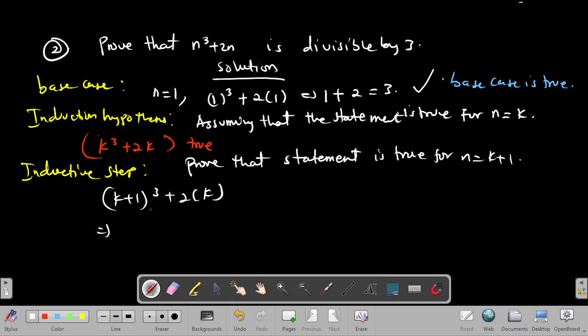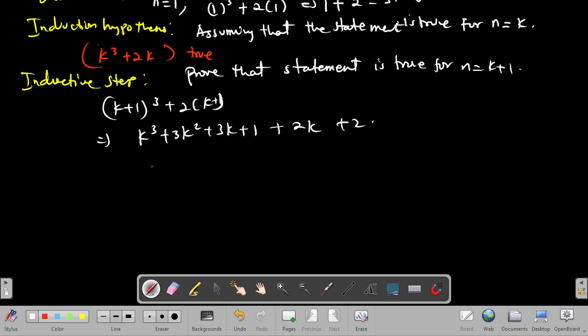As simple as that, we expand it. Using binomial expansion, I'm going to have k cubed plus 3k squared plus 3k plus 1, right? Then plus 2 times (k plus 1), so I'm going to have 2k plus 2. Take note of that. Simplify this expression and you get k cubed plus 3k squared plus 3k. 1 plus 2 will give me 3, right? Then I have plus 2k.